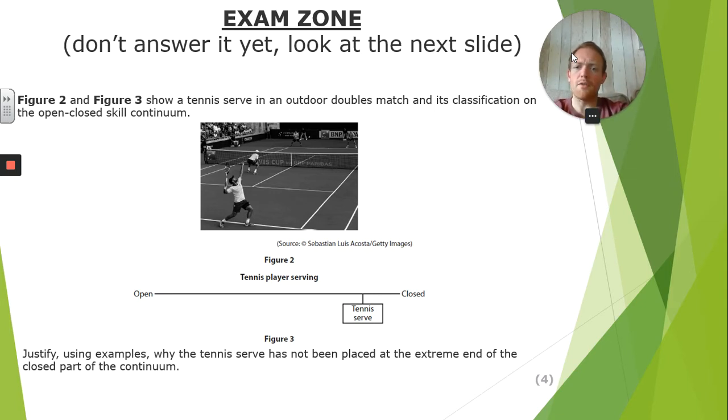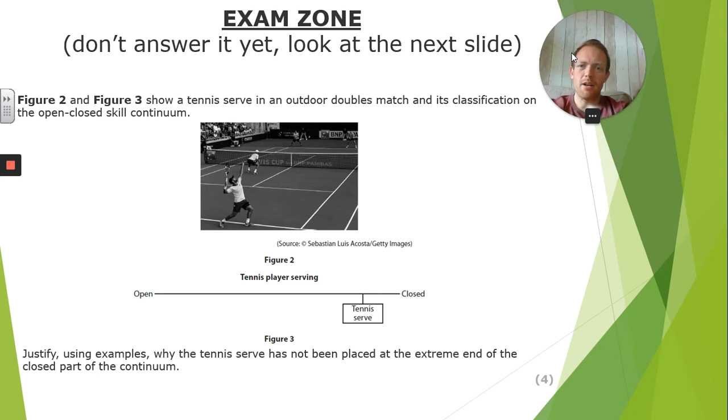So figure 2 and figure 3, those below there, show a tennis serve in an outdoor doubles match and its classification on the open-closed skill continuum. Justify, using examples, why the tennis serve has not been placed at the extreme end of the closed part of the continuum. Quite a bit to take in there. It's a bit wordy. This is an official Year 11 one. It's a bit of a harder one, in my opinion, and the examiner says it is as well.